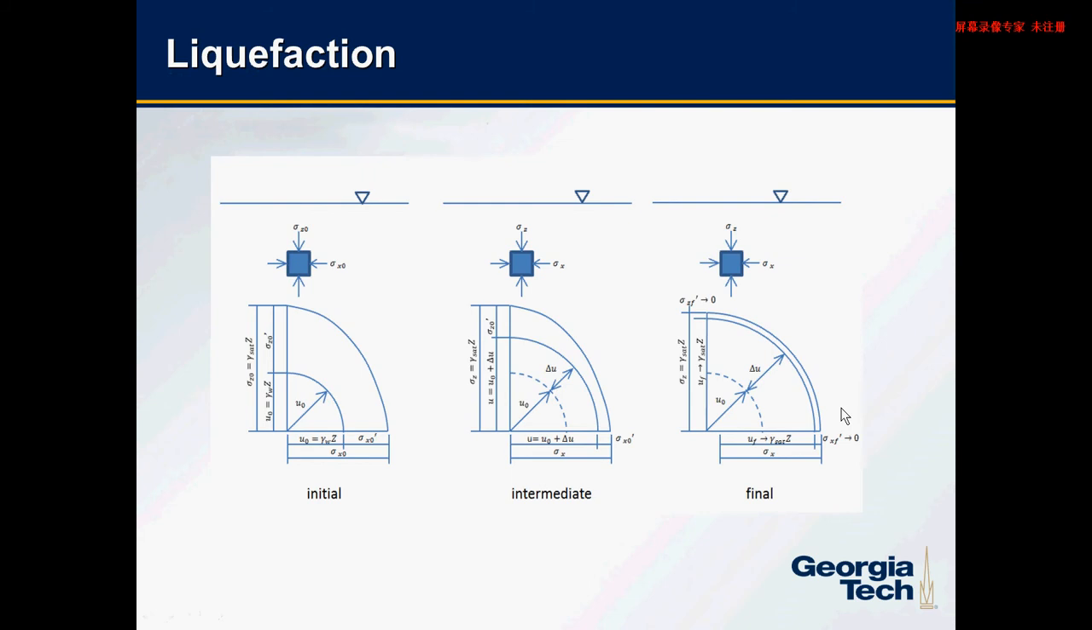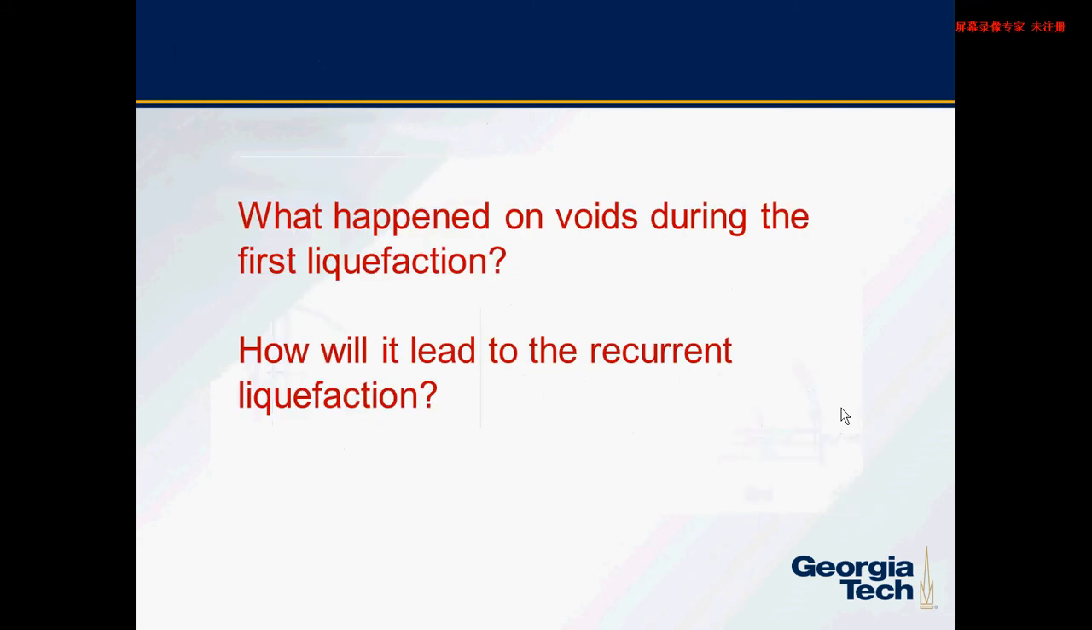So now from the mechanism of liquefaction, we know that voids play a very important role in liquefaction. So here is the question. What happened to the voids during the first liquefaction, and how will it lead to recurrent liquefaction?